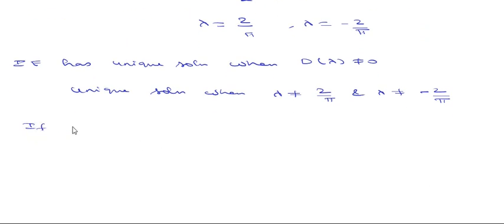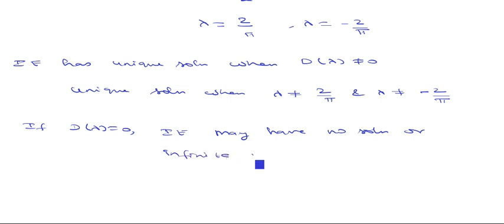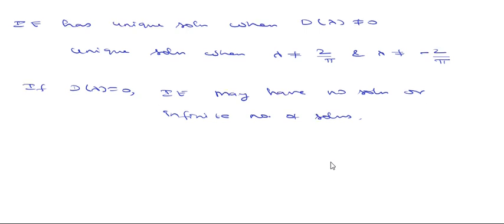Now if d of lambda is equal to 0, this integral equation may have no solution or an infinite number of solutions. So we will deal with the cases separately. d of lambda equal to 0 means we get lambda equal to 2 by pi and lambda equal to minus 2 by pi. So first we will consider the case when lambda is equal to 2 by pi.